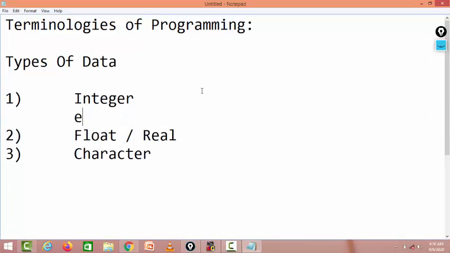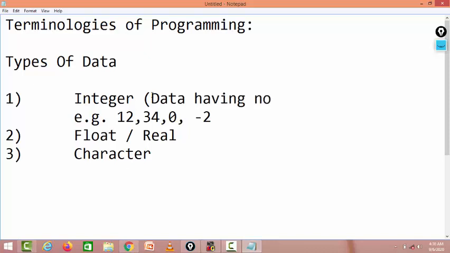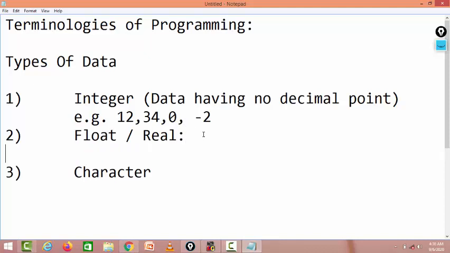इंटीजर वो फॉर एग्जांपल वो जैसे कि 1, 2, 3, 4, 0 is an integer, -2, these are all integer data. And if we define integer data, it has no decimal point. The numbers that don't have a mantissa, that don't have any decimal part in them, are known as integer data or integral data.